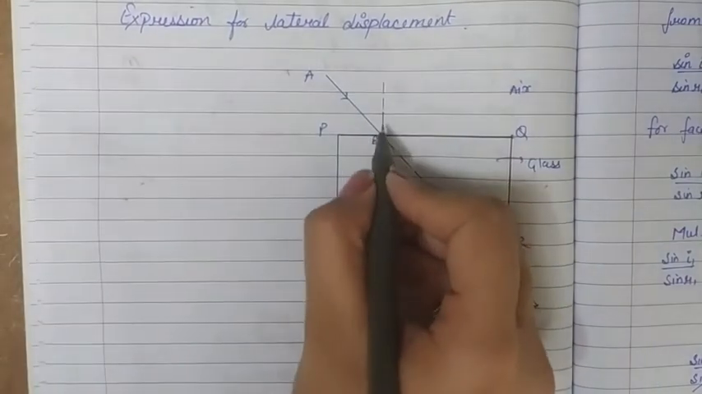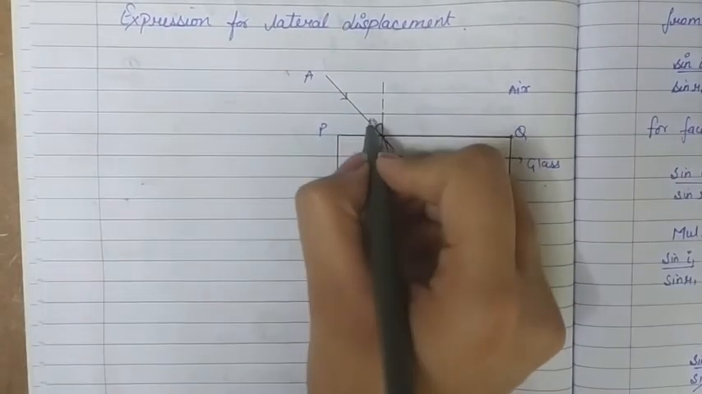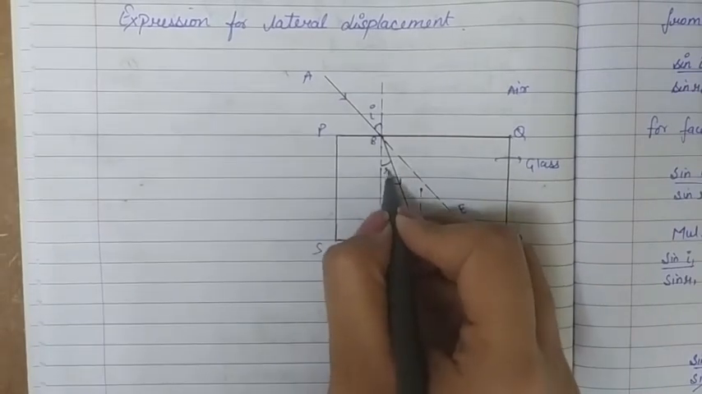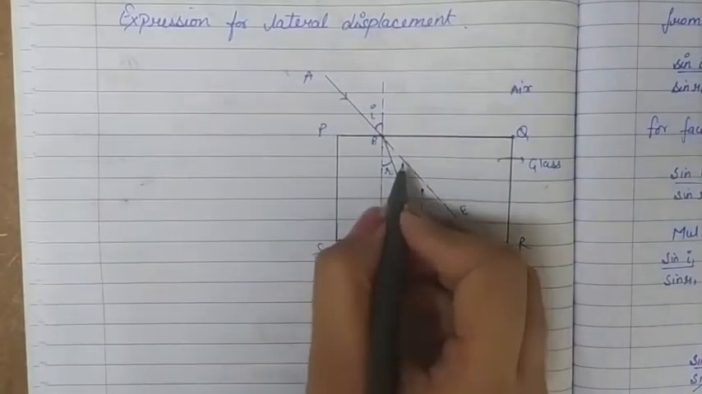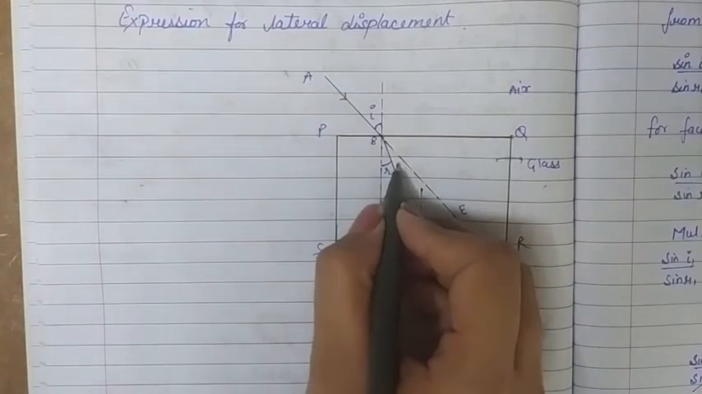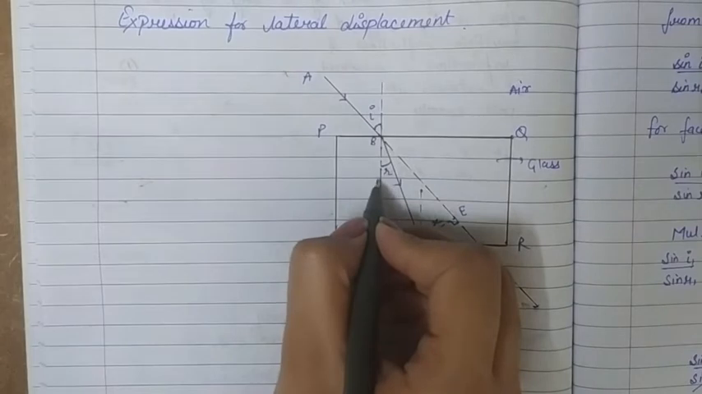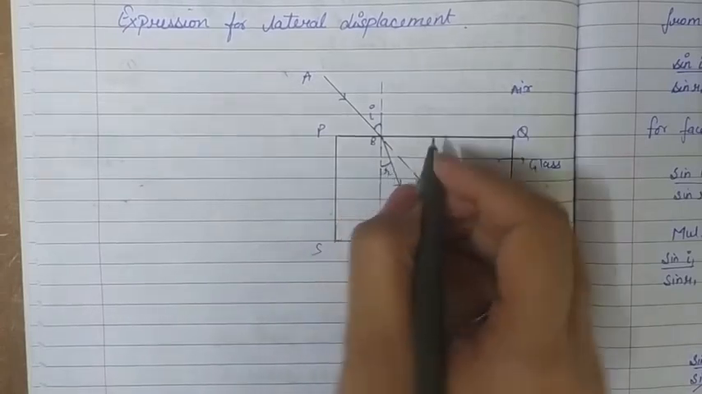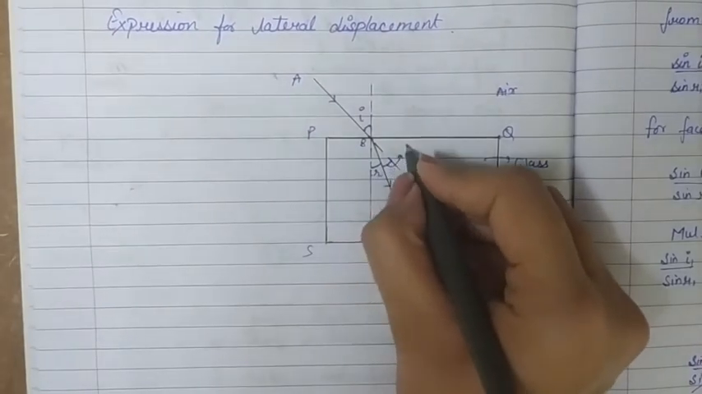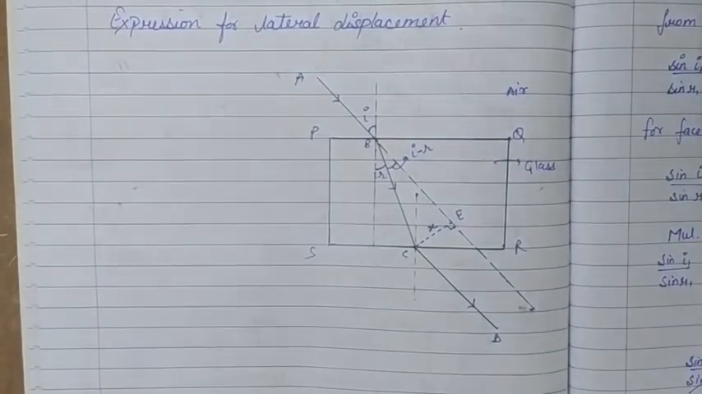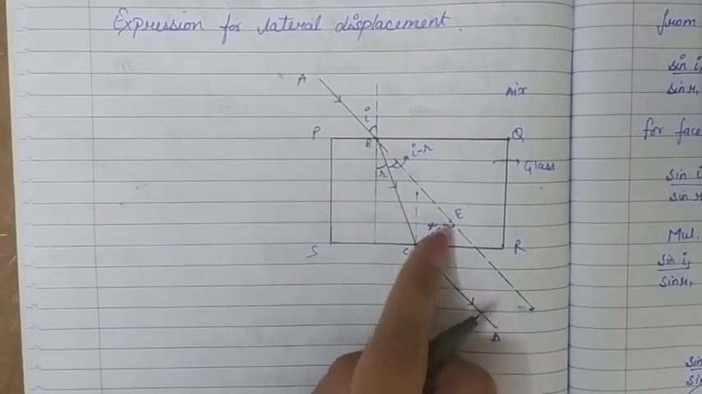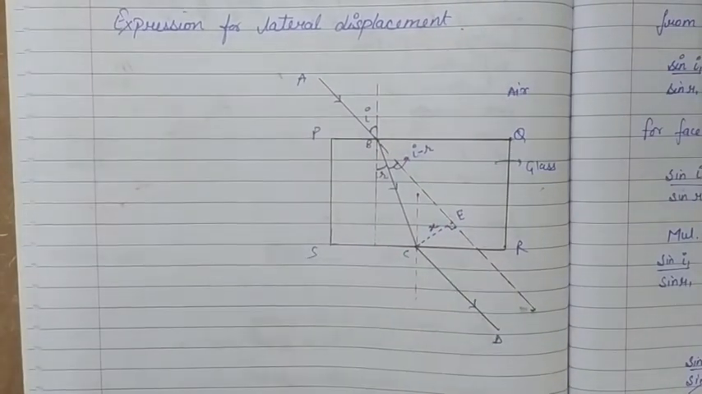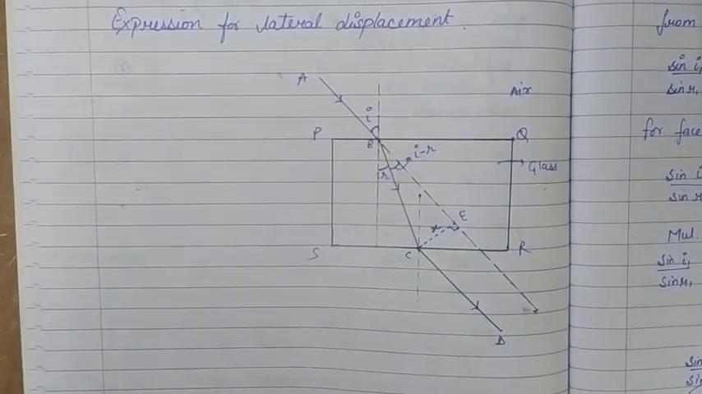Now the angle that AB makes with the normal is the angle of incidence i. The refracted ray makes the angle of refraction r. These two are vertically opposite angles, so this complete angle should be i, but this part is r, the angle of refraction, so the remaining angle is i minus r. So in triangle CBE, angle CBE is i minus r, and angle CEB is 90 degrees. So this is a right angle triangle that we have.